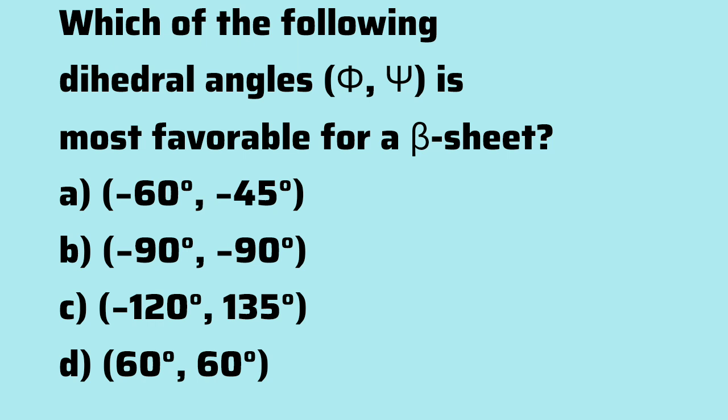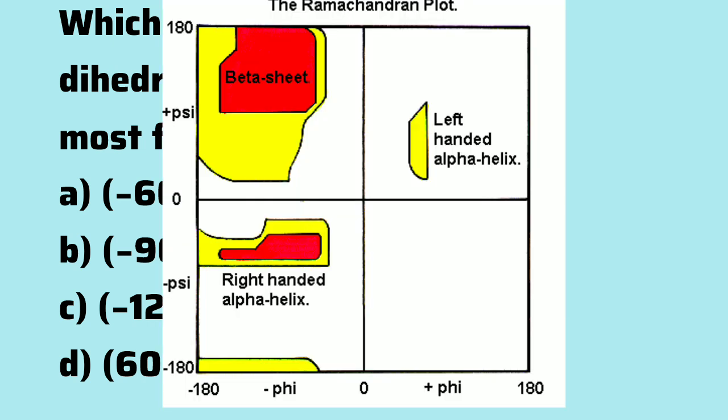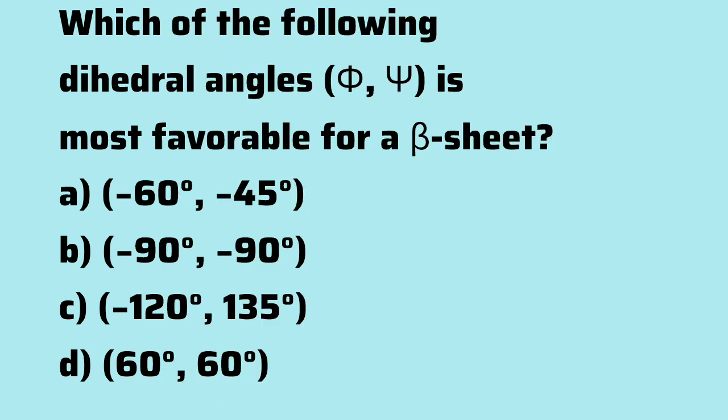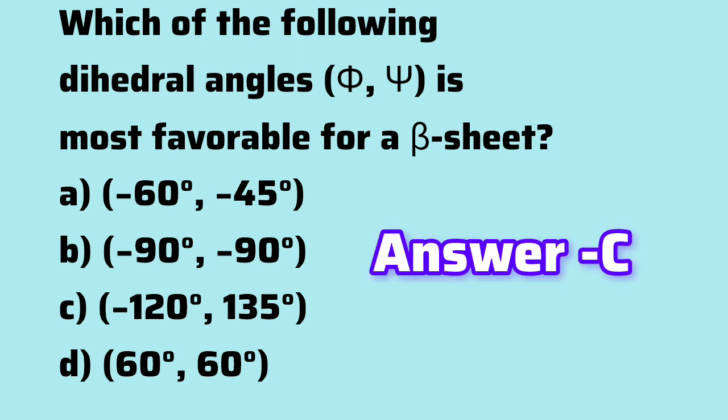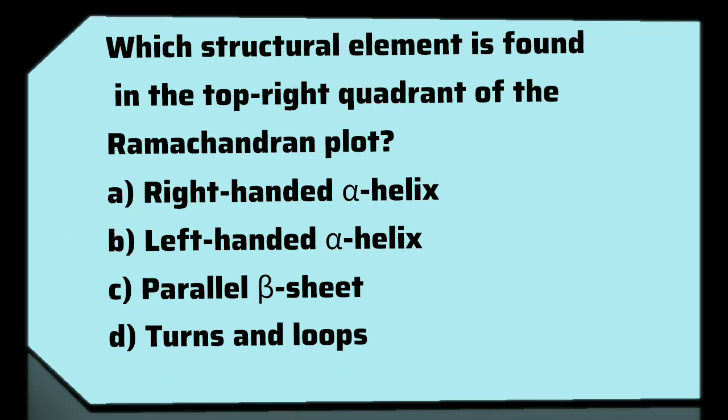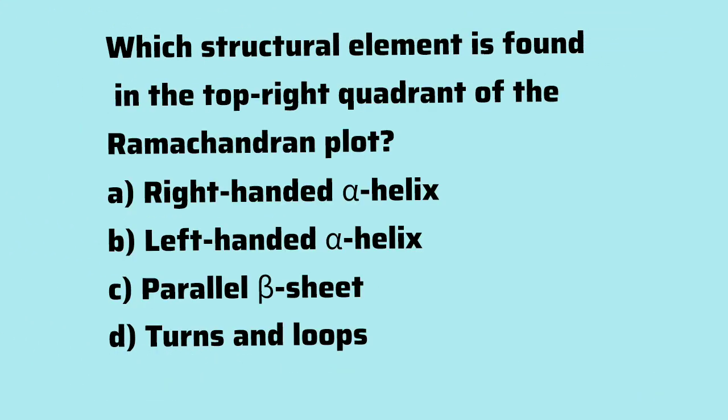Which of the following dihedral angles phi and psi is most favorable for the beta sheet? Beta sheet structure lies in the first quadrant or the top left region of the Ramachandran plot. In this region, the values of phi and psi will be minus and plus, where the minus and plus signs are for the directions. So here the answer is minus 120 degrees and plus 135. So the answer is C.